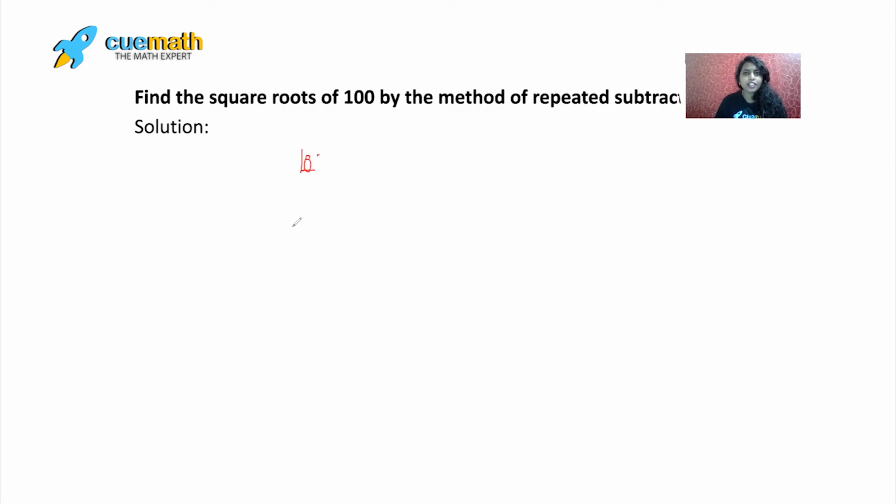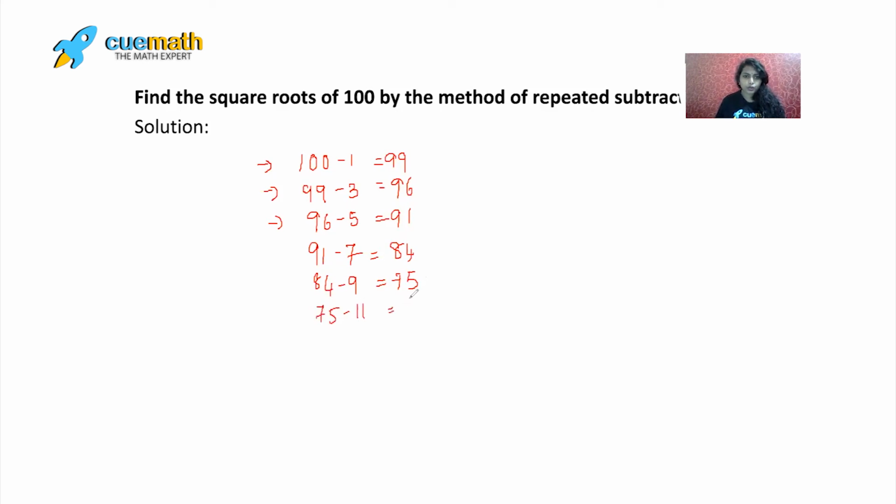So here we have 100. I told you it should be a repeated subtraction of odd numbers. So 100 minus 1, it's 99. Let me write it quickly. 99 minus 3, I get 96. You can do it in your notebook too. 96 minus 5 gives me 91. 91 minus 7 gives me 84. 84 minus 9 will be equal to 75. 75 minus 11 is equal to 64. 64 minus 13 will be equal to 51. Then 51 minus 15 is equal to 36.